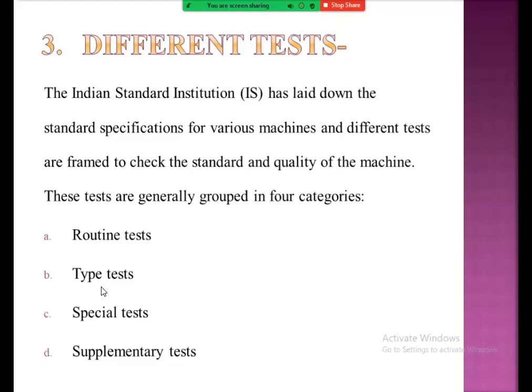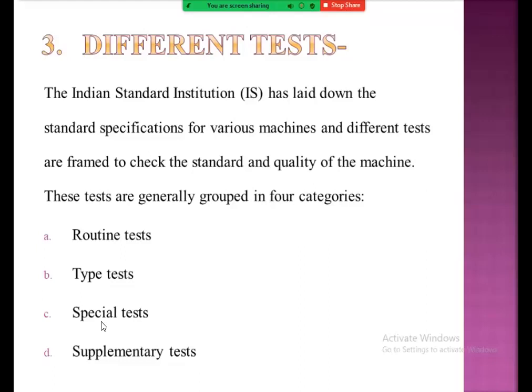Then the type test can be carried out on 2-3 machines. That means on 2-3 units or samples out of a group of machines, you take any 2-3 samples and check randomly. The type test is carried out on random machines that can be selected, and you check the performance of those machines. According to that, if any corrections are required, you have to modify. If corrections are not necessary, that machine's performance will be considered as okay.